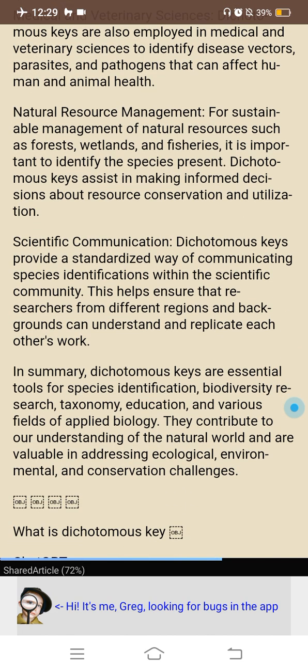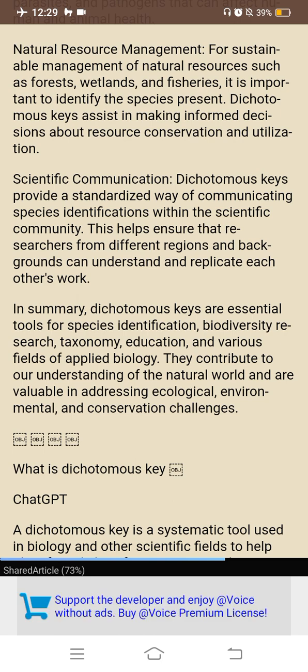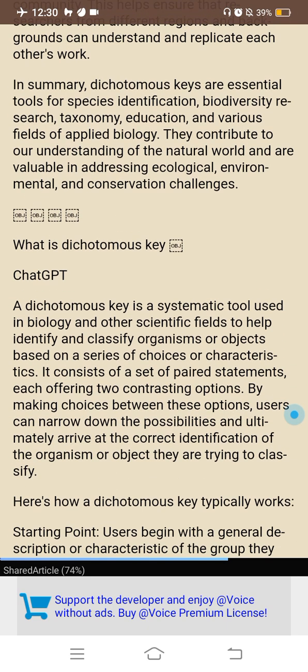In scientific communication, dichotomous keys provide a standardized way of communicating species identifications within the scientific community. This helps ensure that researchers from different regions and backgrounds can understand and replicate each other's work. In summary, dichotomous keys are essential tools for species identification, biodiversity research, taxonomy, education, and various fields of applied biology. They contribute to our understanding of the natural world and are valuable in addressing ecological, environmental, and conservation challenges.